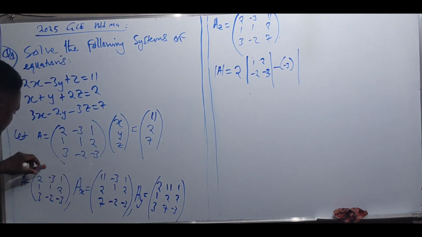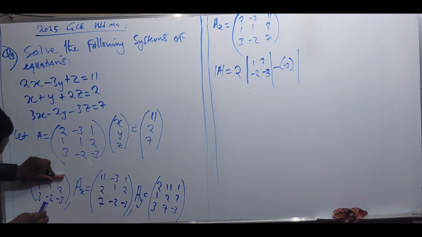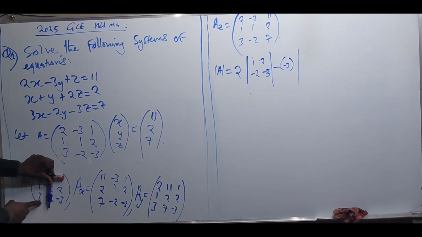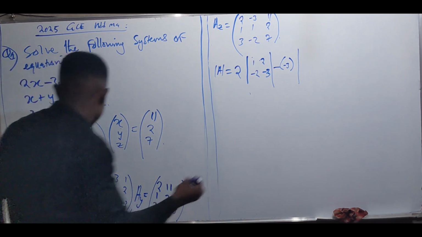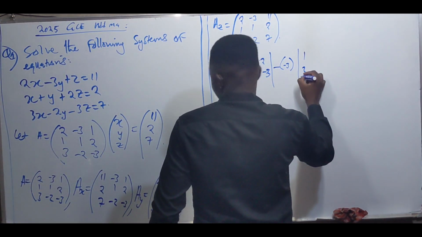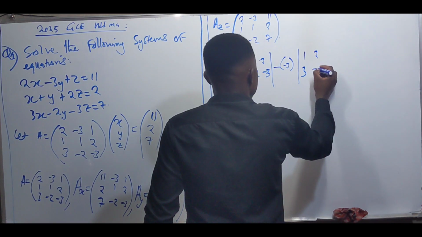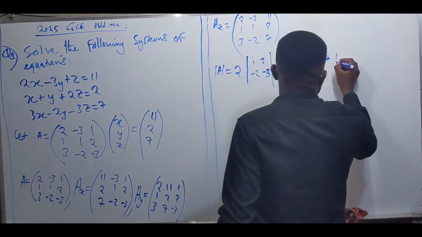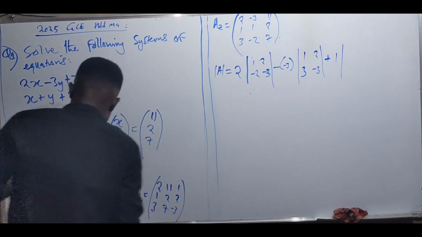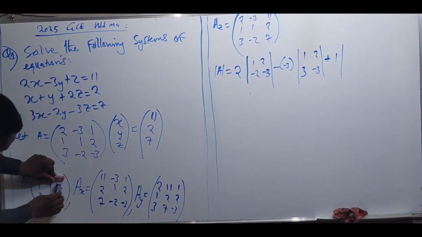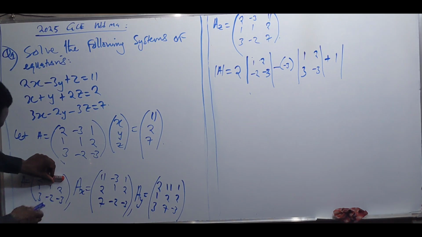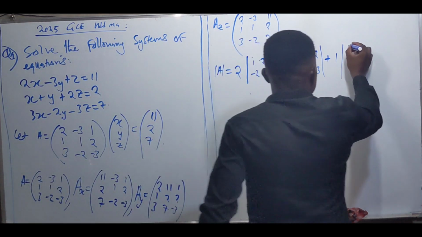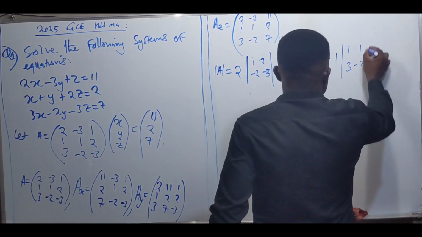Then if I delete the row as well as the column where that element is placed, I'm remaining with 1, 3, 2, and negative 3. The next element is positive, so I'll say plus 1, and if I delete its row and column, I'm going to remain with 1, 1, 3, and negative 2.